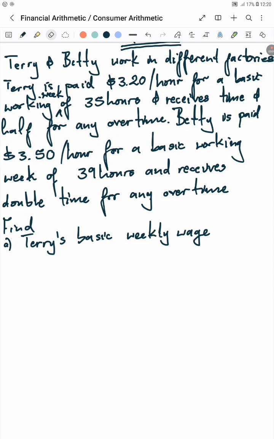35 hours times the hourly rate of $3.20. So we can calculate it as whole numbers like this, and remember to position your decimal place in the right position.